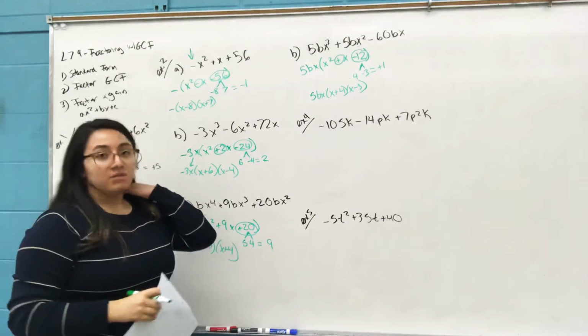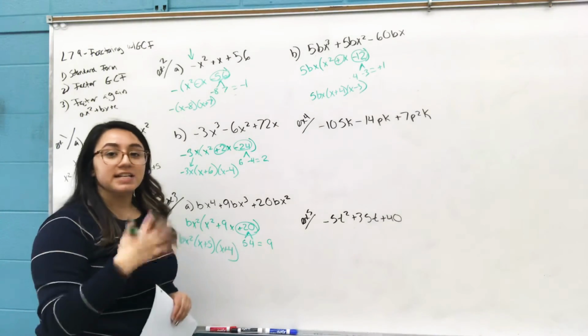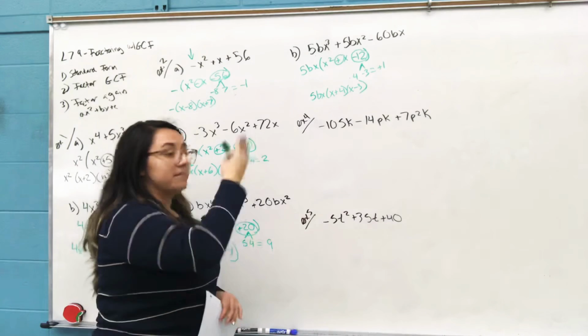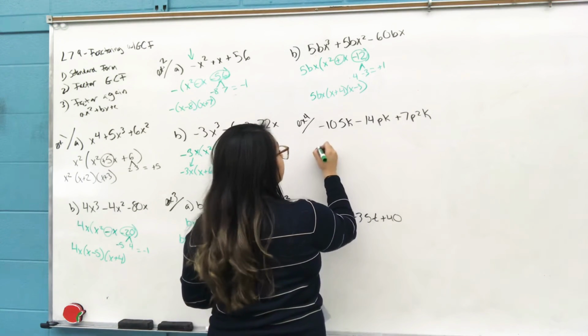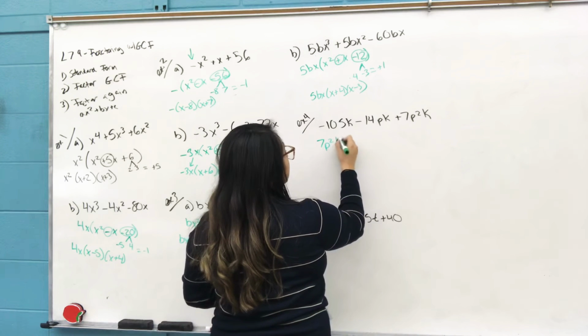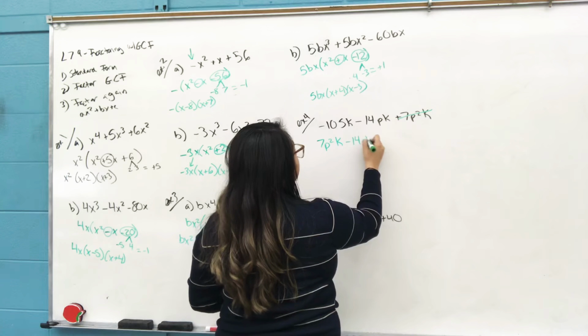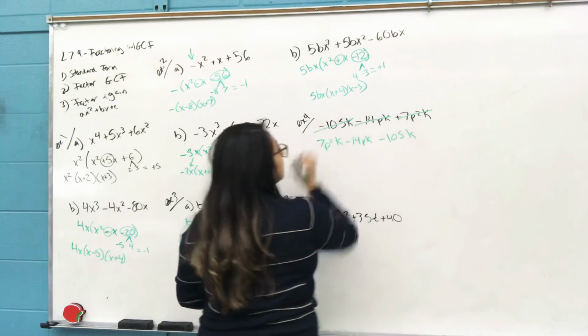Example 4. We'll do 2 more and then we're done. Here we have to make sure they are in descending order in standard form up here. Standard form meaning the exponents are going from higher to lower. So here it looks like this has an x squared. So it's going to be 7pkx. We have a -14pk, and this one just has a -105k.